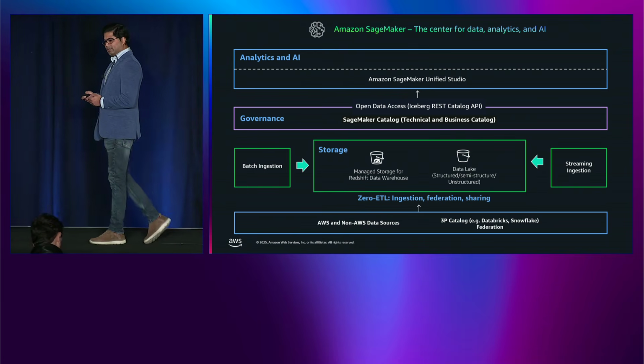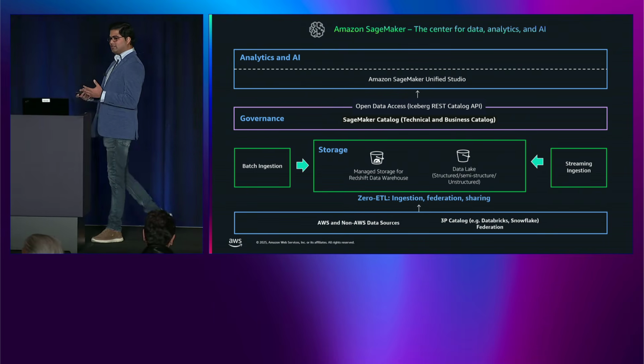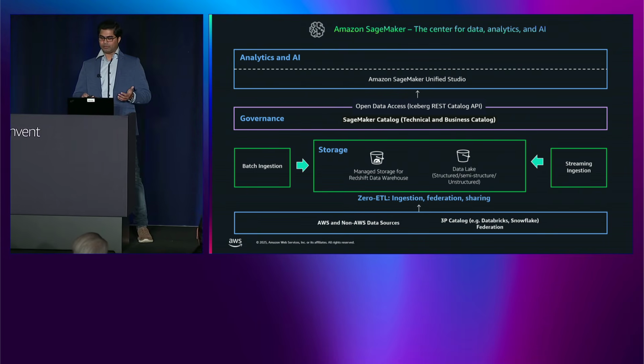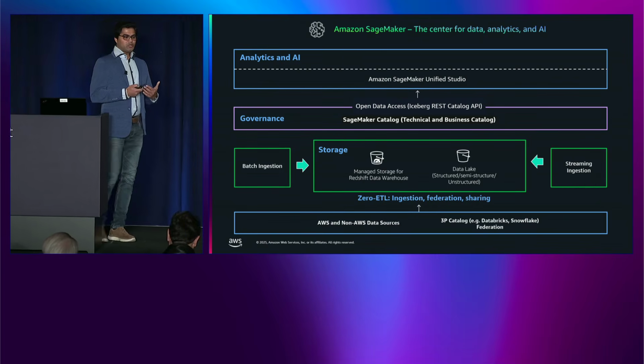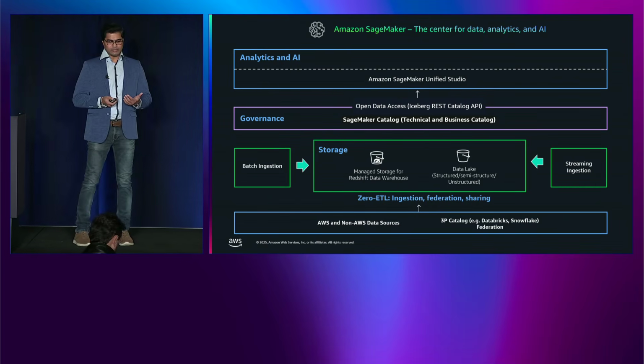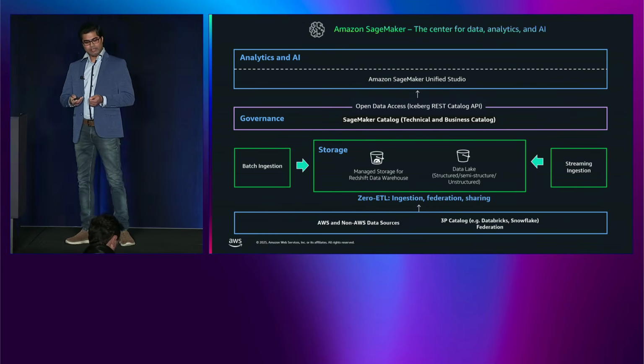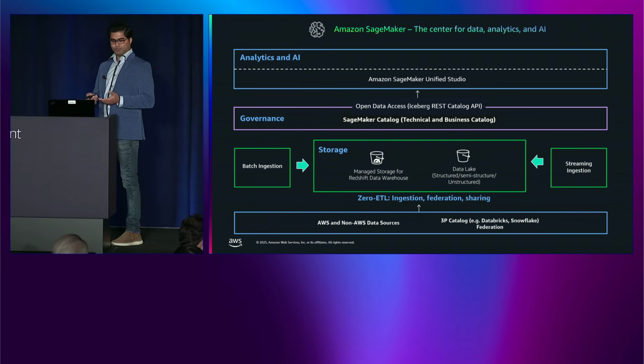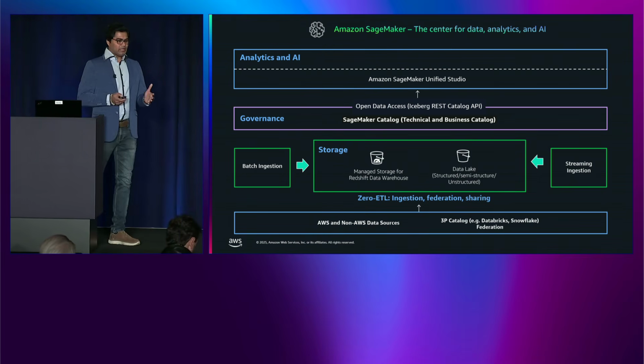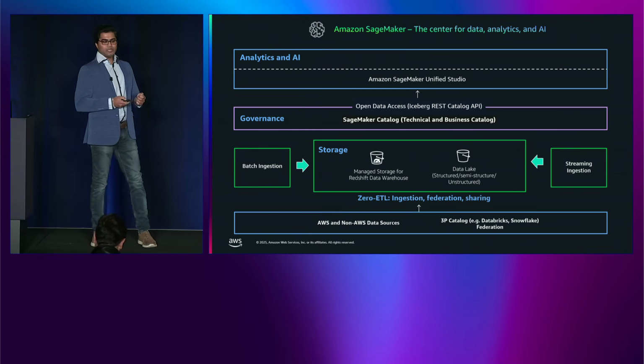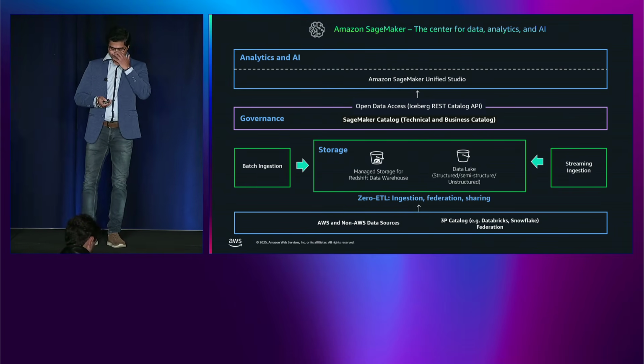Now, once you have the data in the lakehouse, the next thing that comes is a unified catalog, where you can integrate Amazon SageMaker catalog that provides you both technical and business catalog capabilities. And using that, you can also bring in multiple governance capabilities that include data quality, data lineage, data sharing, and more. Now, you have the data platform ready, so you can bring in multiple analytics and AI use cases.